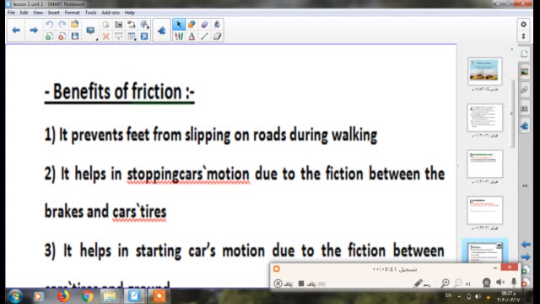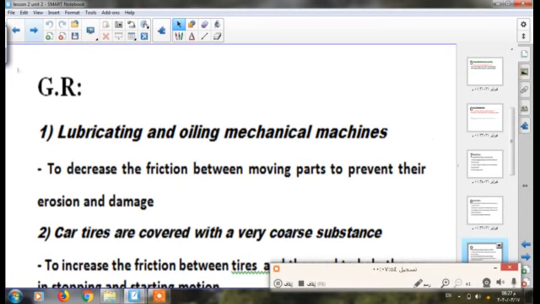The third harm of friction is that it causes corrosion or erosion of the internal moving parts of the machine, damaging the machine. So the scientists advise us to lubricate and oil mechanical machines from time to time to reduce the friction force between the two moving parts inside the machine, to decrease the damage to the internal moving parts of the machine.